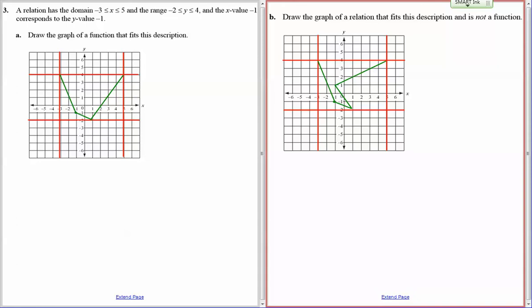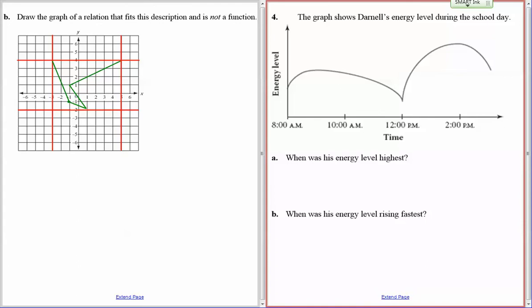Alright, we've got Darnell and his energy level during the school day. When was his energy level the highest? Looks like right up here, so 2 o'clock p.m. When was it rising the fastest? It looks like I'd say this little span here. So I said from noon to 1.